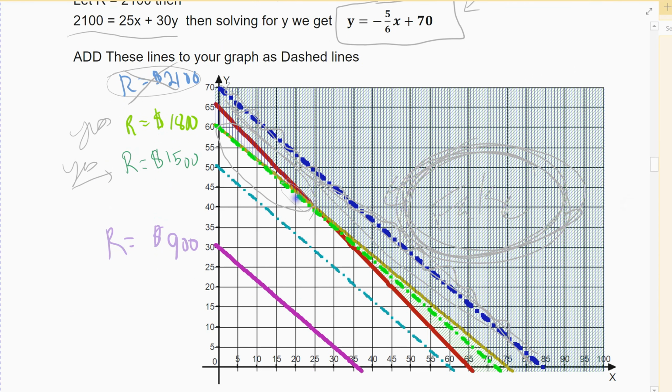Alright, so based on this, and based on the fact that the green line is close to my edge, 1800 is starting to get close to, and it actually is fairly close to what the actual number is, the maximum.